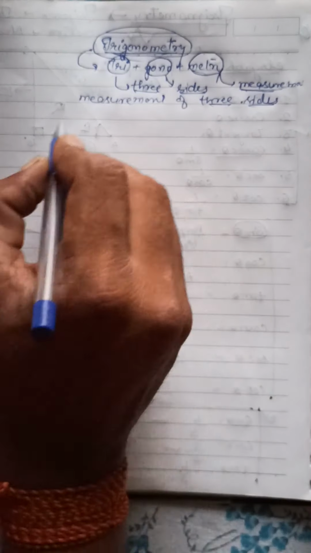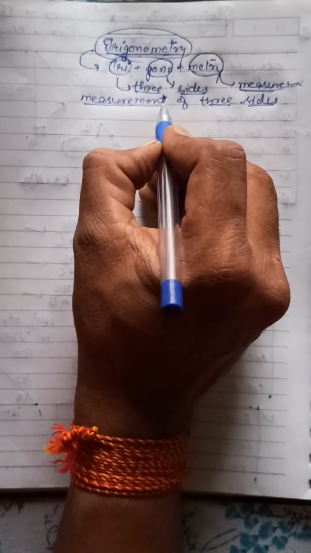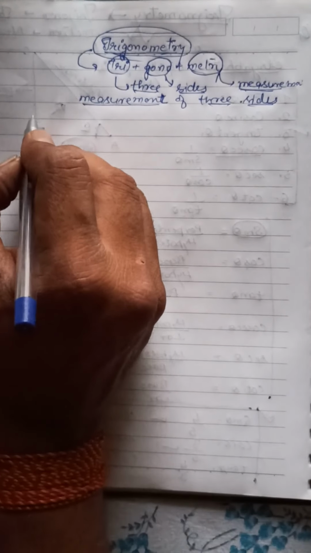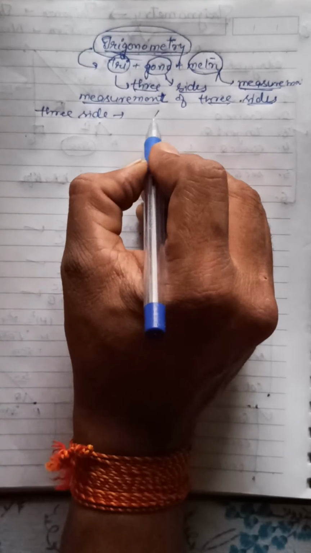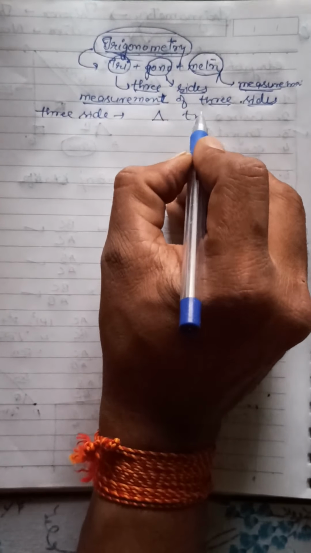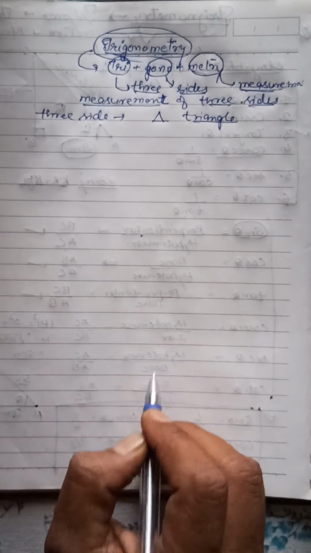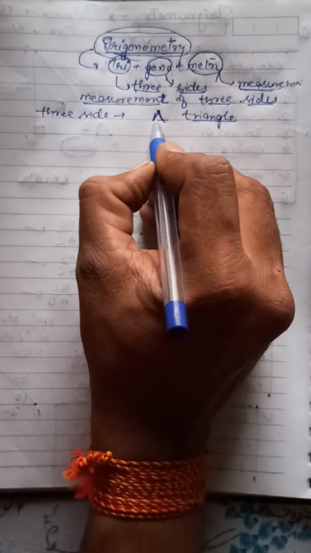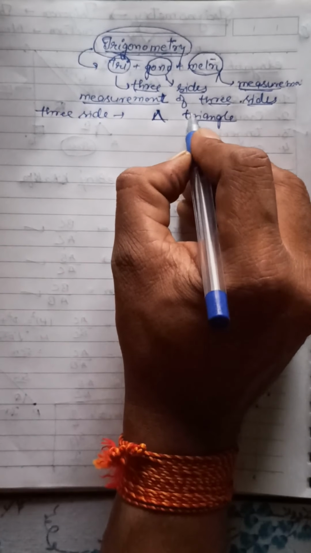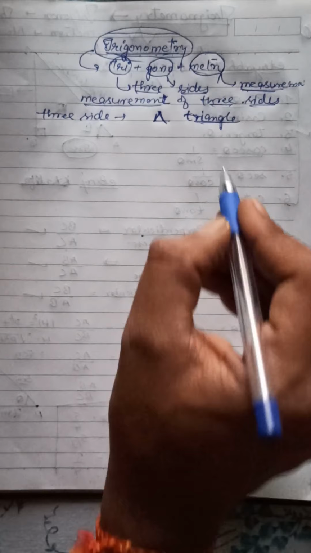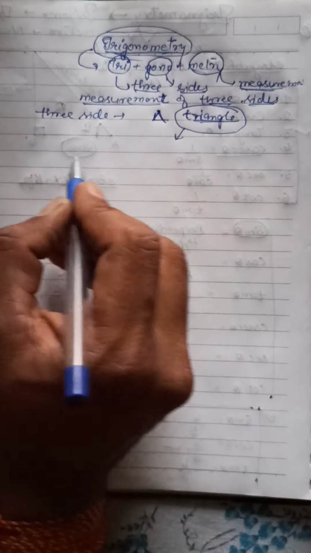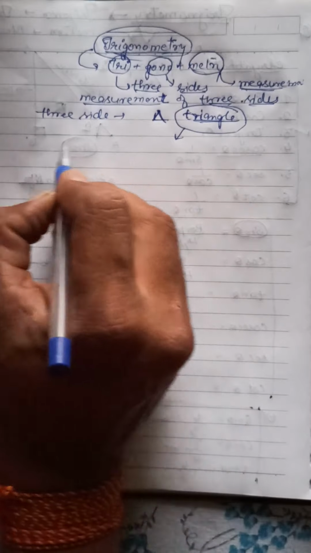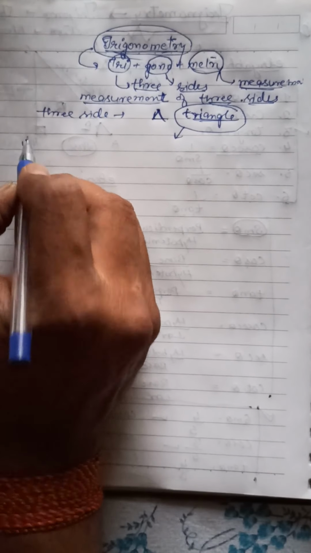Right? Now, in earlier classes we have studied three sides, which indicate a triangle. The geometric figure that has three sides is recognized as a triangle. It means in trigonometry we are going to study the triangle more deeply, and there are various types of triangle.